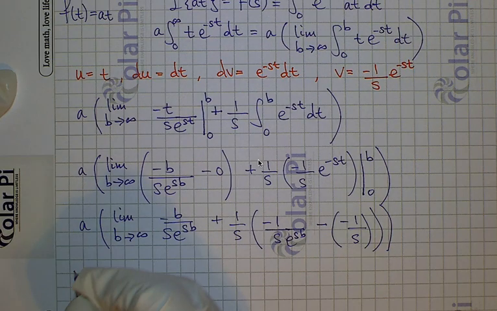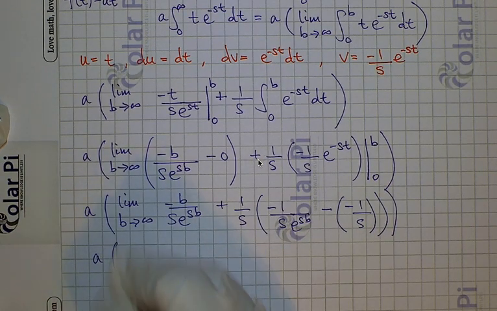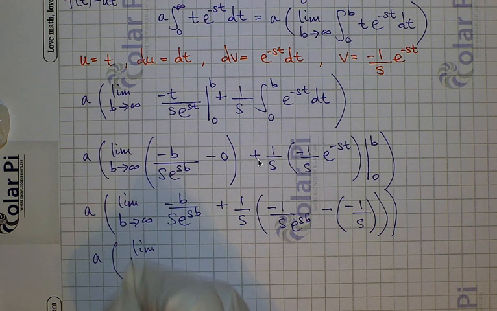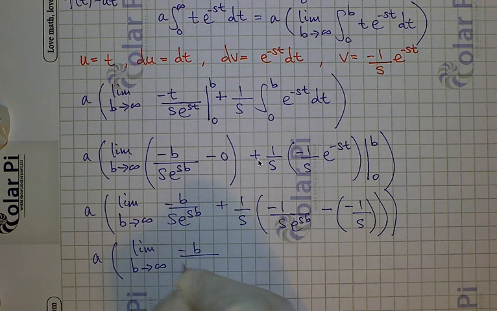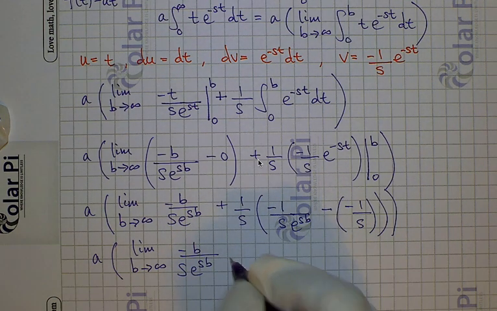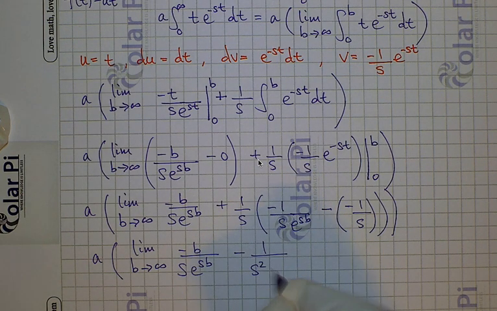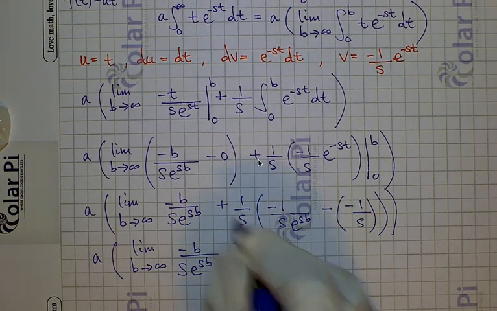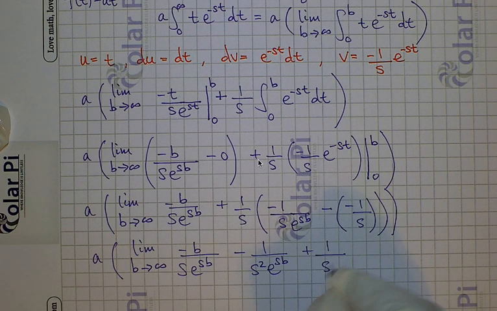Finally, we have a times the limit as b goes to infinity of negative b over s times e to the sb, and distribute the 1 over s. Here we're going to get minus 1 over s squared e to the sb, and then distribute it over here, and notice minus minus is going to be plus, so plus 1 over s squared.